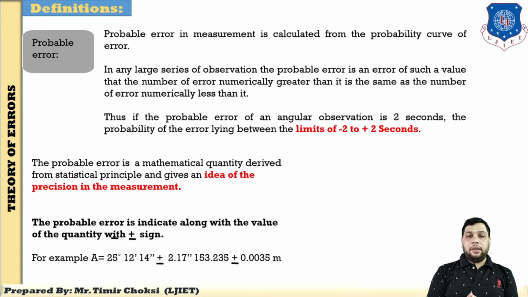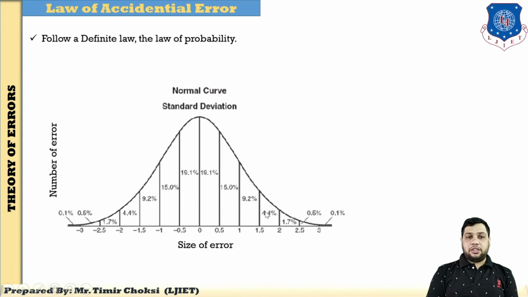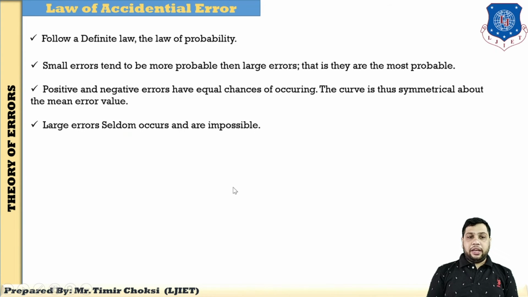Probable error in measurement is calculated from the probability curve of the error. Now, after understanding the probable error, I go back to the topic, the law of accidental error. Accidental errors follow the law of probability. This is a normal curve based on number of errors against size of error. There are three important things. First, small errors tend to be more probable than larger errors.